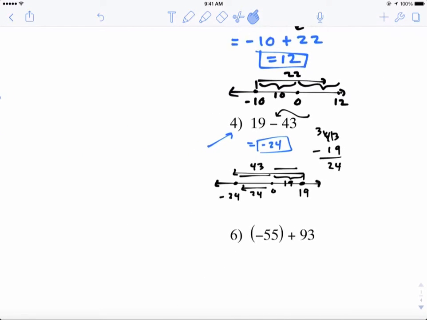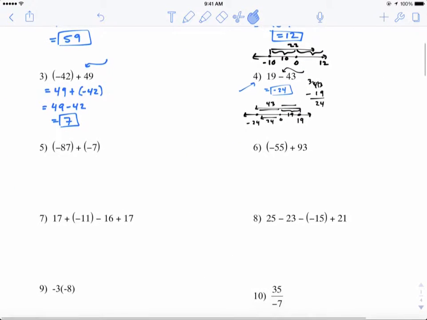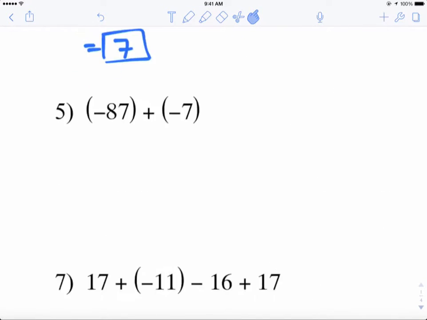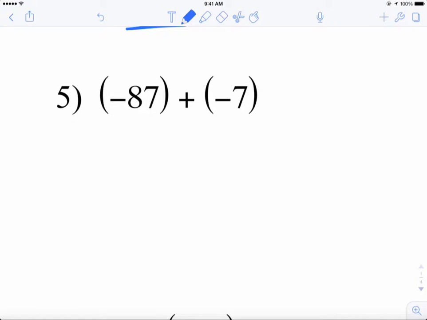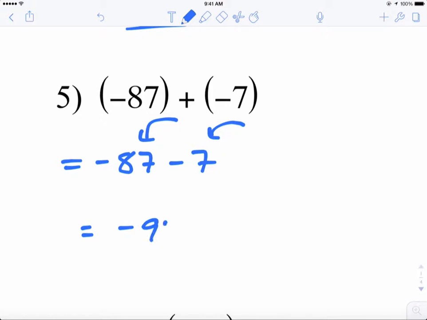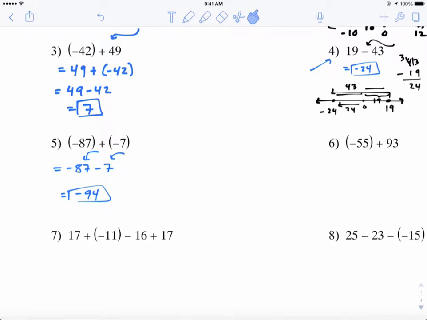All right. It's important to recognize, we're not even there yet. Just a few more. Negative 87 plus negative 7. I'm going to rewrite this as negative 87 minus 7. I think we start at a negative number, and we go further into the negatives. We end up with negative 94. We get a larger negative number, if you will.